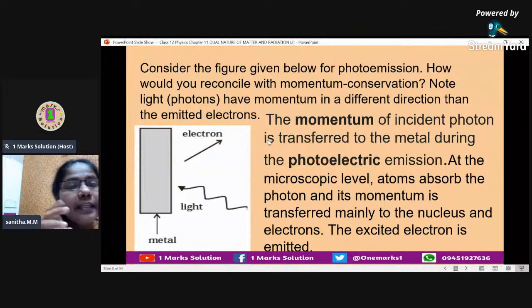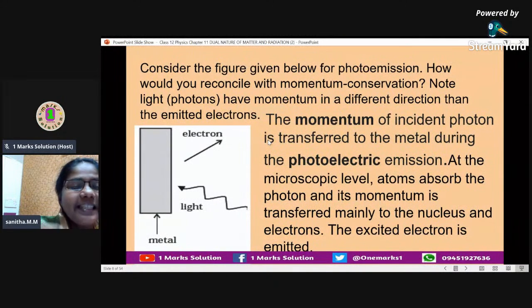Here, what is happening? It is 1 mark, one sentence only. You only have to say the answer in one sentence. The sentence you have to write: the momentum of incident photon is transferred to the metal during the photoelectric emission. That means during this emission, during this process, they are transferring. Only this much you have to say.